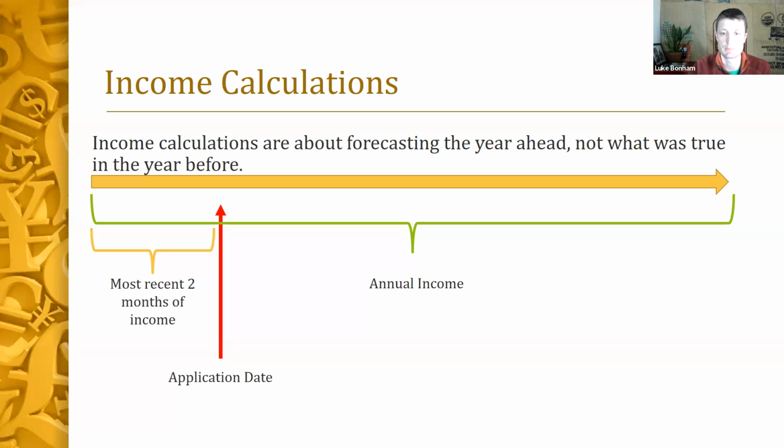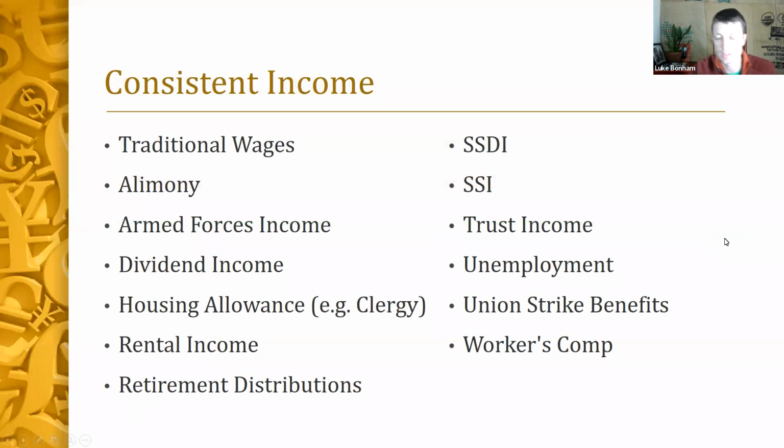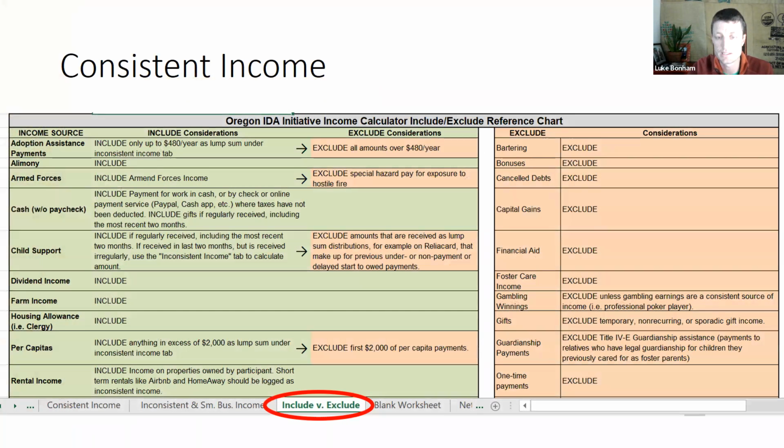The income calculation is about forecasting the year ahead, not the past year. So the most recent 2 months, which is what you're required to provide, gives a snapshot of their future income. This is a summary of what is considered consistent income that should be included in income calculations. I won't go into it here, but it's important that you read through the income include versus exclude tab to get all the details of what to include and what to exclude for determining income eligibility. For example, there are detailed considerations for SSI, cash, full-time students, unemployment, and more.